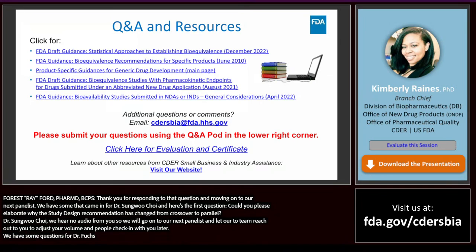Is the IVPT BE stats guidance applicable to the TDDS patches, which are intended for systemic use, in the same manner as a semi-solid topical preparation?